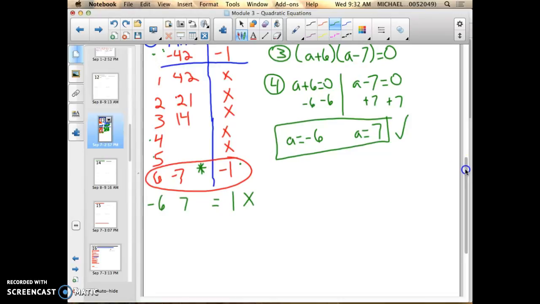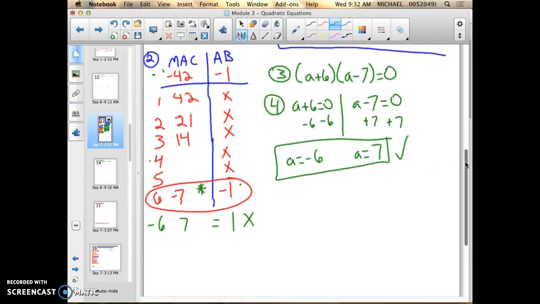Multiply to the C term, add to the B term. Now, step 3, I wrote it in factored form. Set it equal to 0. Step 4, I used the zero product property, set each factor equal to 0, and I solved, and I got my solutions. A equals negative 6 and A equals 7.